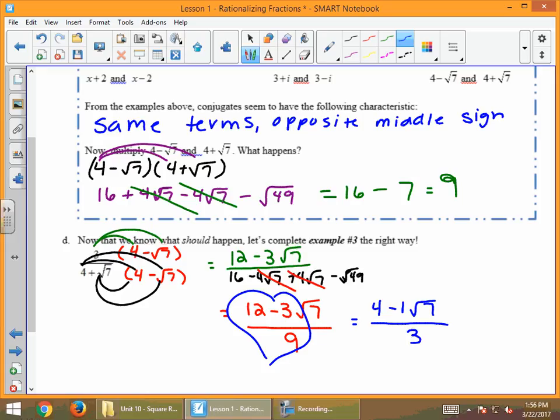Okay? The reason why I like to look for the GCF is because it excludes the radical. You can't divide the radical. It just stays how it is unless you simplify it. And then we're done.